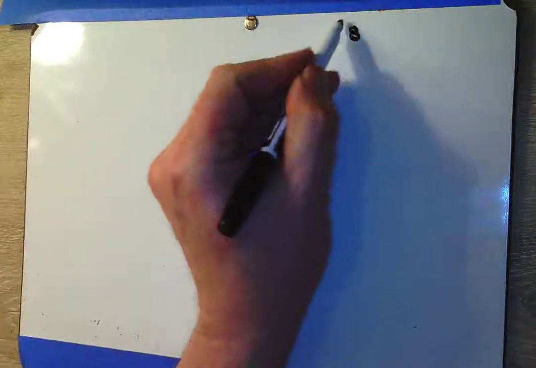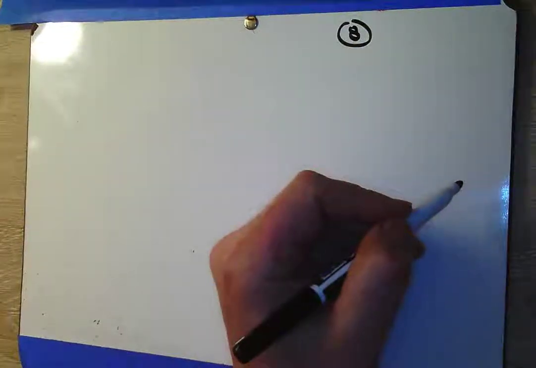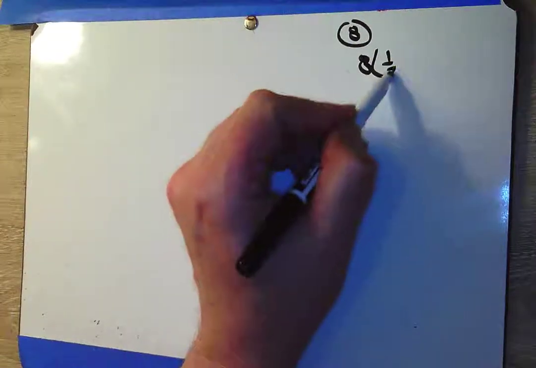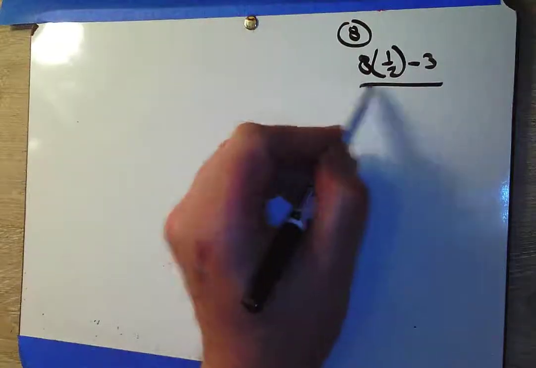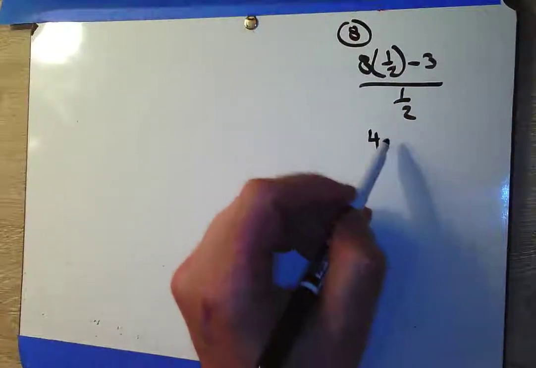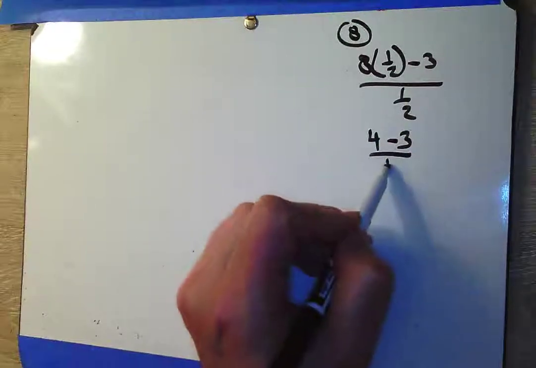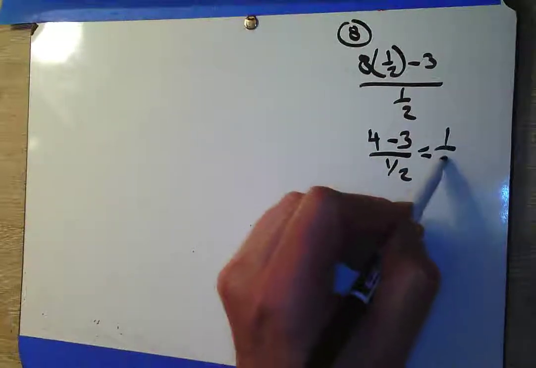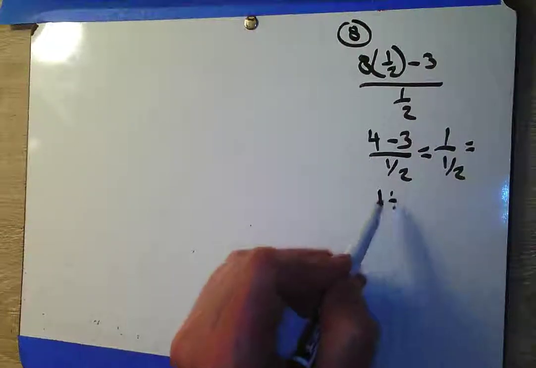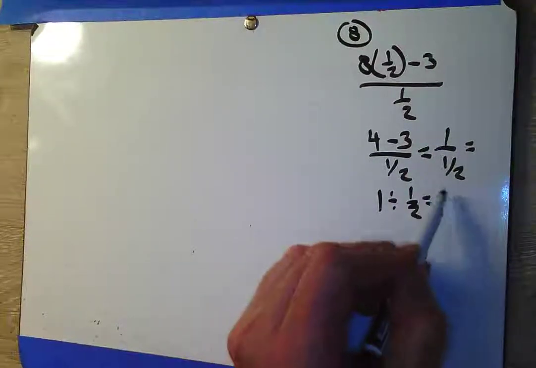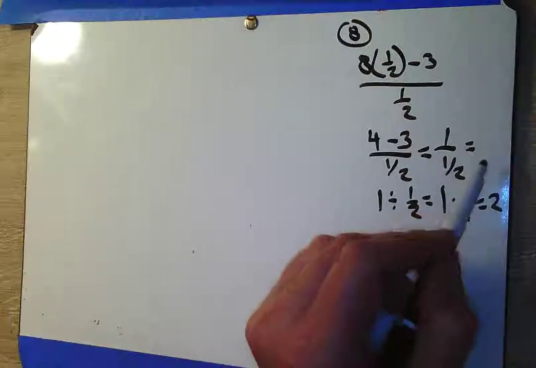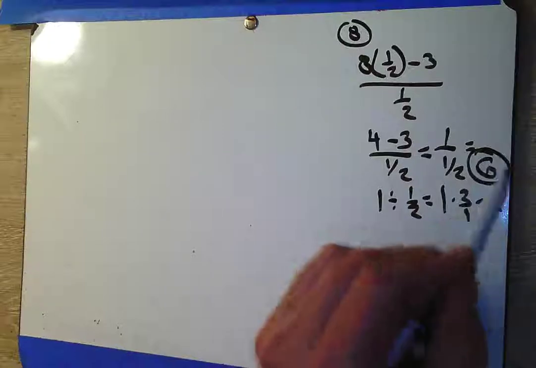8. When x is 1/2, what's the value of 8x minus 3 over x? Well, 8 times 1/2 is 4. 4 minus 3 is 1. And 1 over 1/2, well, I remember that I'm supposed to think about that as 1 divided by 1/2, or 1 times 2 over 1, or 2, which is why G is the answer for number 8.